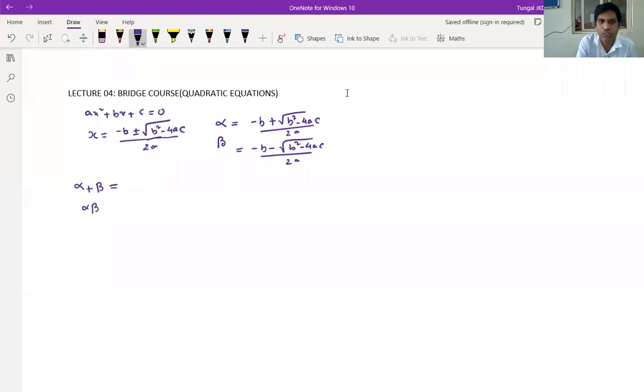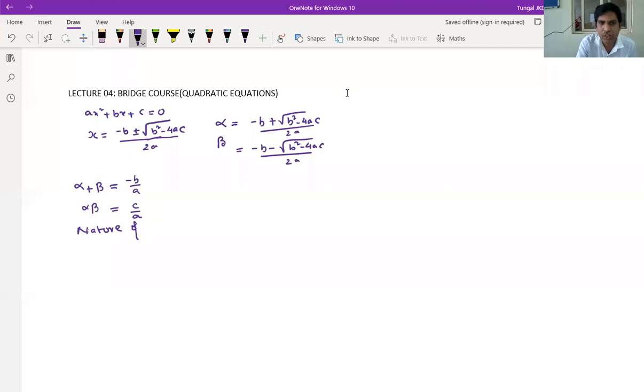What is the sum of the roots formula? Alpha plus beta equals what? Minus b by a. And the product of the roots formula, what is that? Nothing but c by a. This one also we discussed in the last class. Proof is given. Next, the nature of the roots, this one also we discussed.